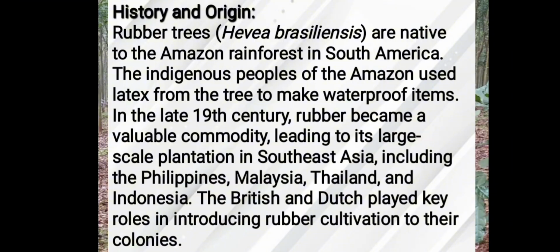In the late 19th century, rubber became a valuable commodity, leading to its large-scale plantation in Southeast Asia, including the Philippines, Malaysia, Thailand, and Indonesia. The British and the Dutch played key roles in introducing rubber cultivation to their colonies.